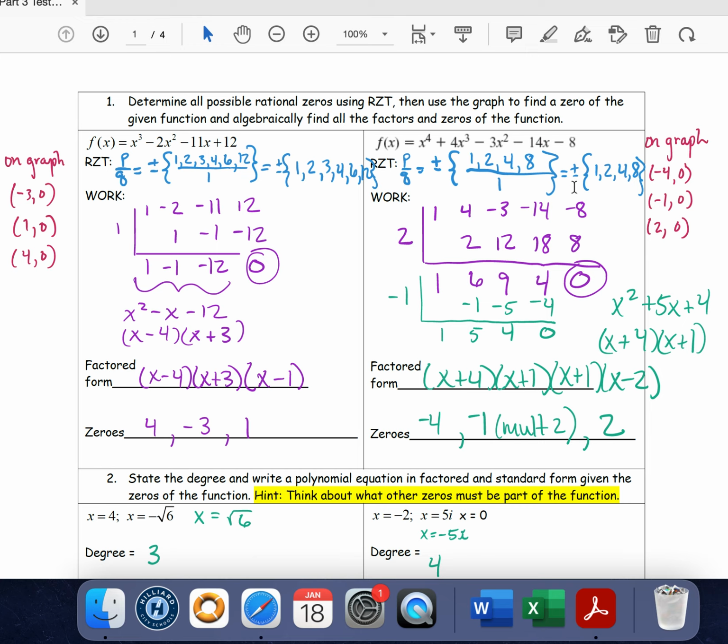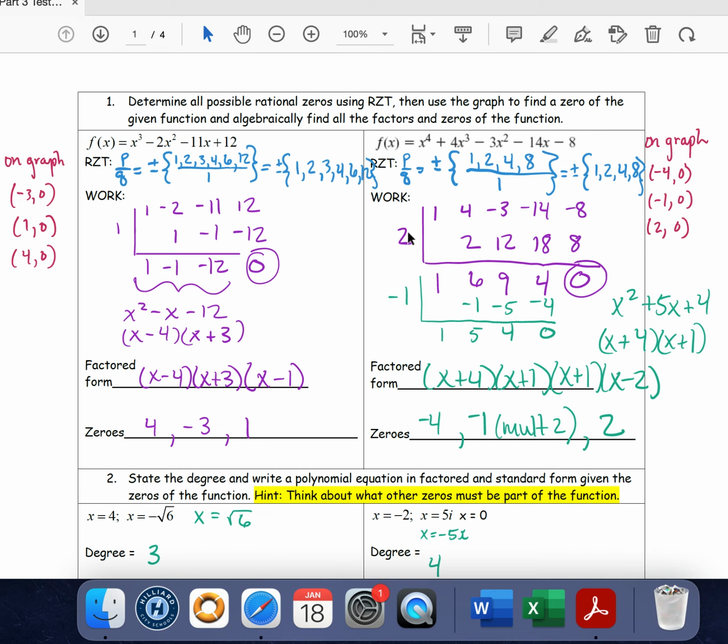Over here, it's the same thing. It's just all the factors of 8 divided by all the factors of 1. You can use the graph to find 2 comma 0. Use 2 to then break this down. In this case, this takes 2 steps because we use 2 to get x cubed plus 6x squared plus 9x plus 4. And then we do it again with negative 1, and we break it down, and then we get a quadratic, x squared plus 5x plus 4, and then we can double bubble.